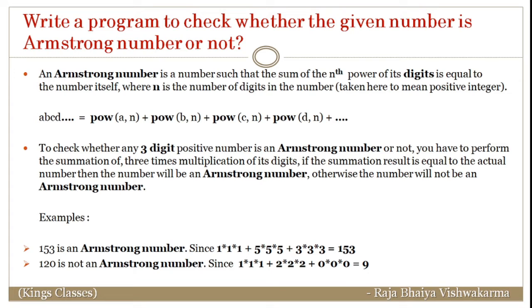For example, consider the below two numbers. 153 is an Armstrong number because if you see, the summation of 3 times multiplication of its digits is equal to the actual number, and the number 120 is not an Armstrong number since the summation of 3 times multiplication of its digits is not equal to the actual number.